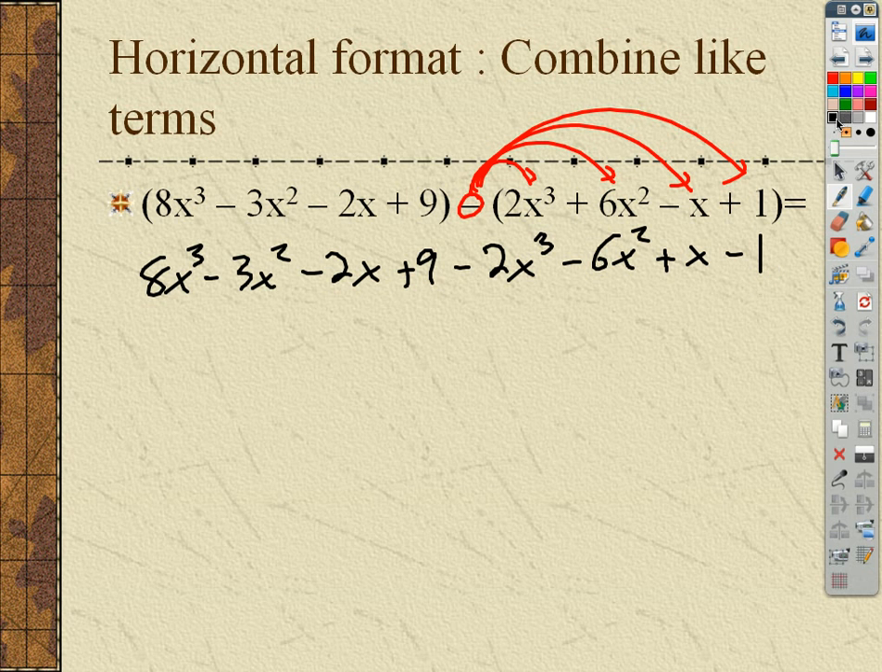So what do we get? If we combine like terms, 8x cubed minus 2x cubed is 6x cubed. So we can cross those guys off. Negative 3x squared minus 6x squared. Good. Negative 9x squared. So we can cross those guys off. Negative 2x plus x. Whoops. Negative x. Those guys are gone. And then 9 minus 1 is plus 8. Okay, and that's it. Okay, no biggie, right?